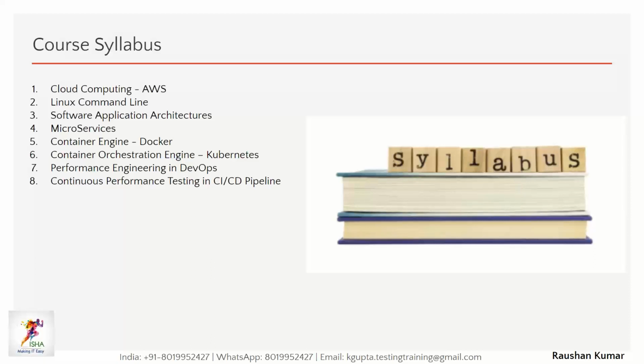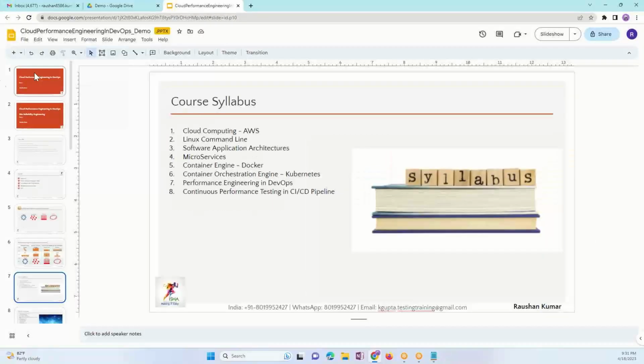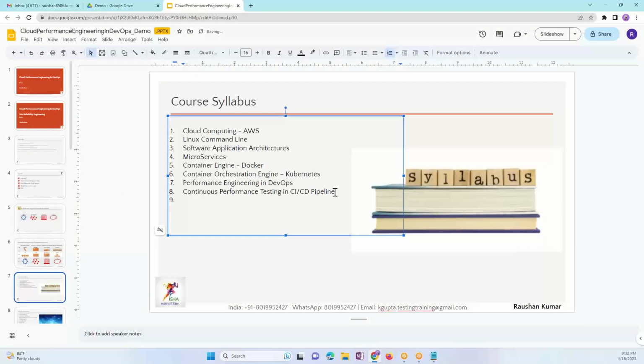Obviously, we need to understand performance engineering. That's the core thing, right? And DevOps: how performance engineering fits in DevOps and other automation things. I have not added it here. I should have added the things here. Let me add it on this slide here. We have also added what we have added.